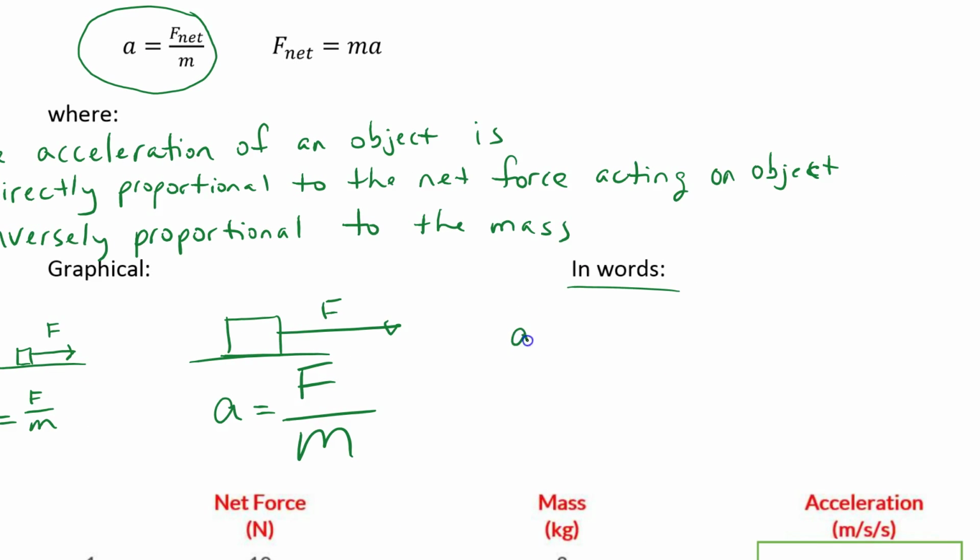Now I realize that I did the words part here, so here I'll use this part to define what each of these means. A is equal to acceleration, and the units for that are meters per second squared, or you could say meters per second per second. The net force is equal to the sum of all the forces.